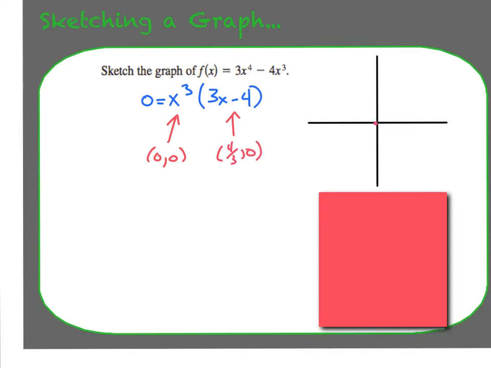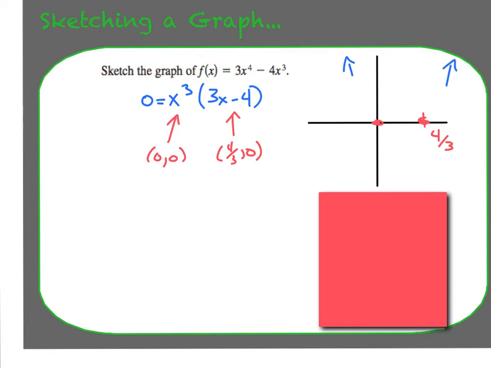And so I have 0, 0, and I have 4 thirds, comma 0, and I can just make it up on my little graph. It doesn't matter. So where's my end behavior? Where does this thing start? It's a positive even power. Where's this thing start? Starts up. Where's it going to end? It's going to end up.